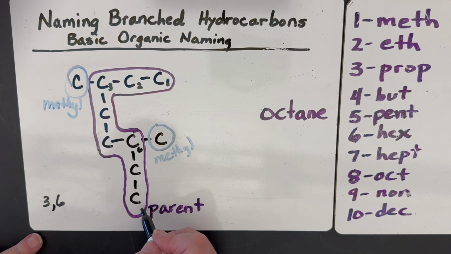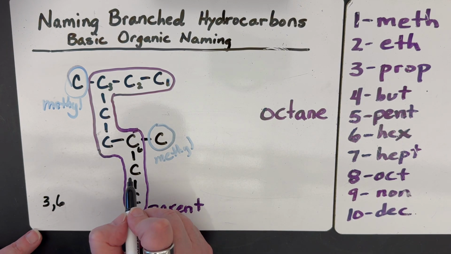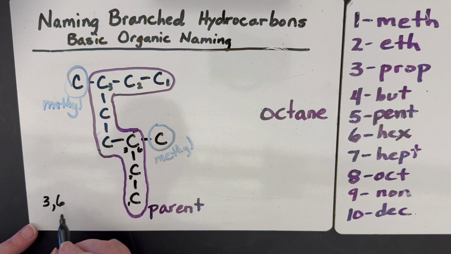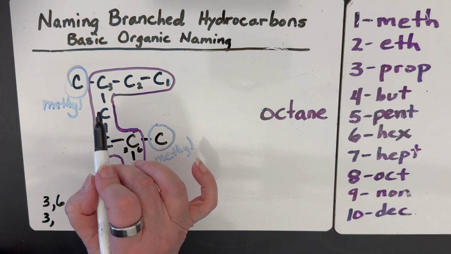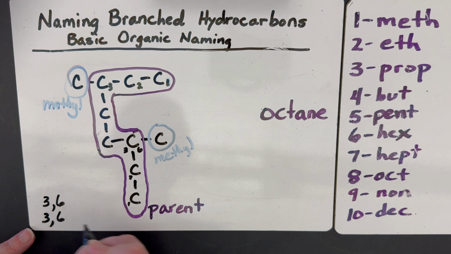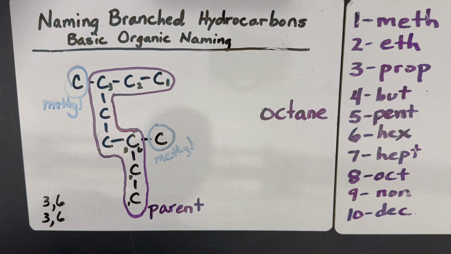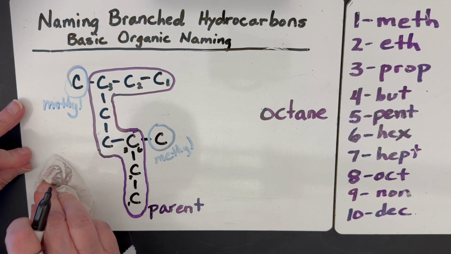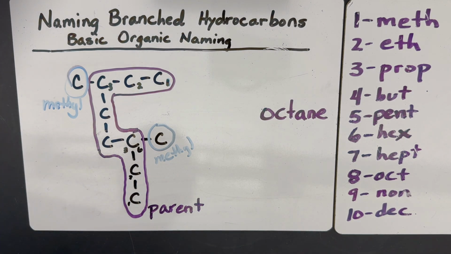If I number from this end, and this is carbon 1, 2, 3, 4, 5, 6. Well, they come out the same. So it doesn't really matter on this one, since it's symmetrical either way. It doesn't matter which way you do it. But if it was not symmetrical, you count from both ends, and whichever one gives you the lowest numbers. And if you're not sure, add the numbers together, and the lowest total will tell you which you should use.